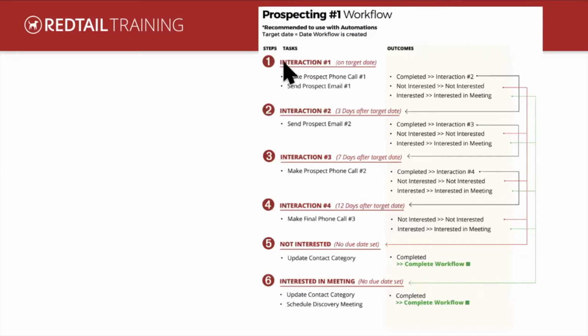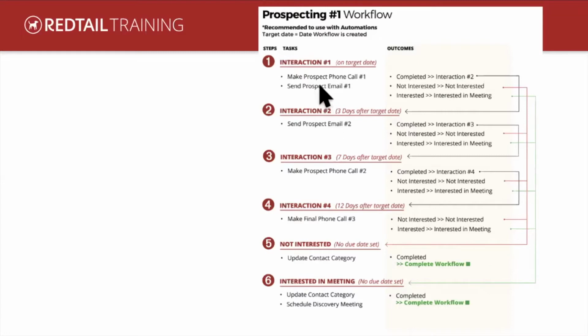So we have interaction number 1 here, where we're going to make a first phone call and send an email. And then we're going to have interaction number 2 where we send the second email. Now keep in mind, if you see the target dates here, that happens 3 days later. So on the 3rd day, I send the email, and then 4 days after that, I'm going to make a second phone call to that prospect. And so at any time, what I can use is these outcomes here on the right-hand side to jump to where I need to go.